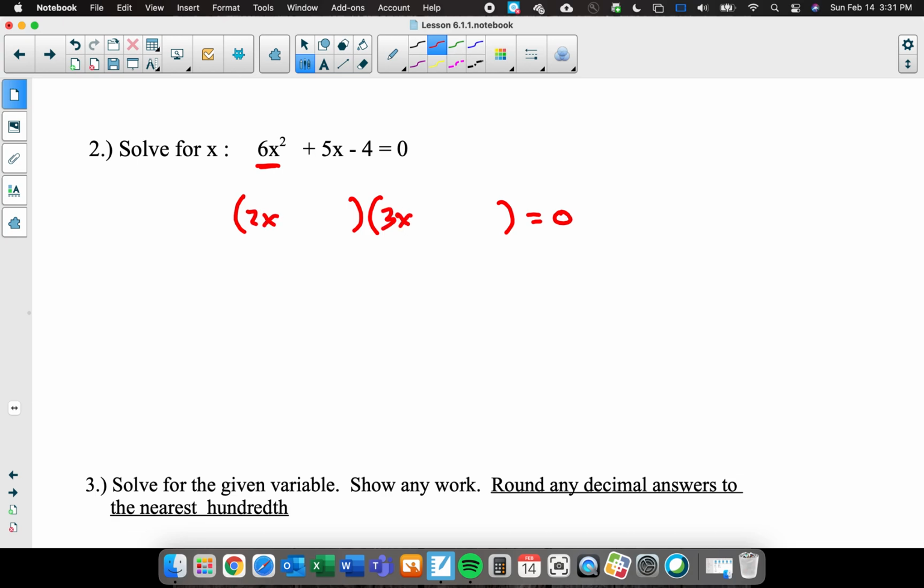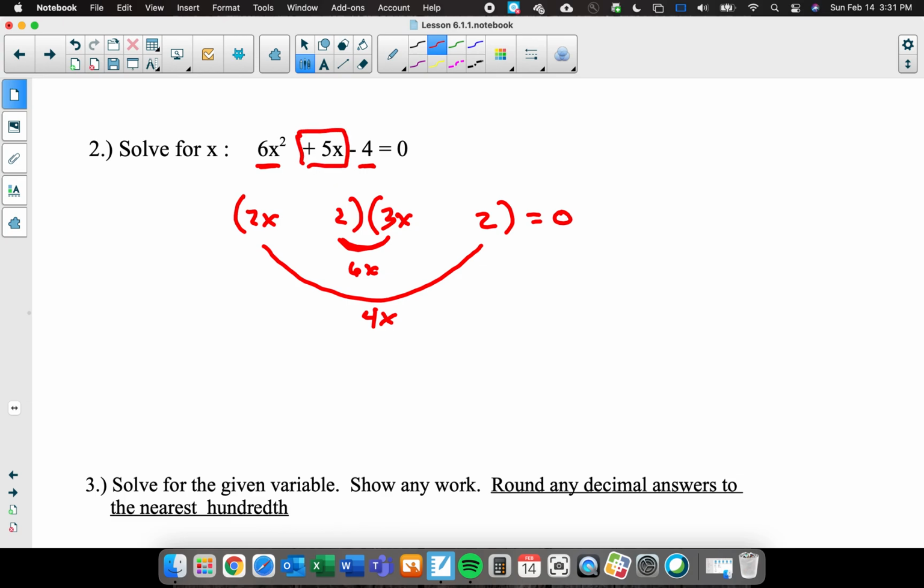If those two don't end up working out, then I'll come back and do 6x and 1x instead. Then we go to factors of our last term, which are either 2 and 2 or 4 and 4. I'm going to start with 2 and 2, see what happens. Remember, we have to check the inside, which gives me 6x, and the outside, which gives me 4x. From 6x and 4x, the question is, can I get this middle term of 5x?